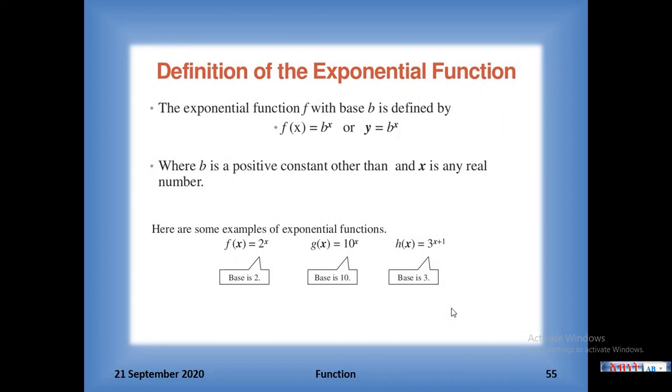And the next important function is the exponential function. The exponential function is a function which is written in the form f of x equal to b to the power of x, or usually y is equal to b to the x. This is a function. But in order to be a function, we have to put a restriction. Our restriction is b is a positive constant, other than any real number. Why?